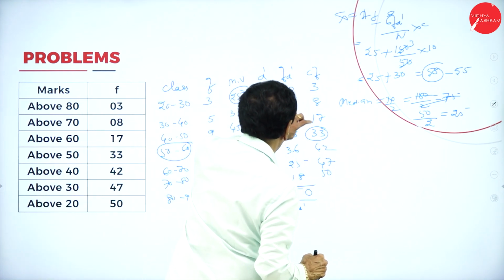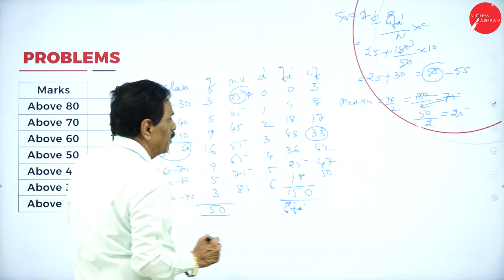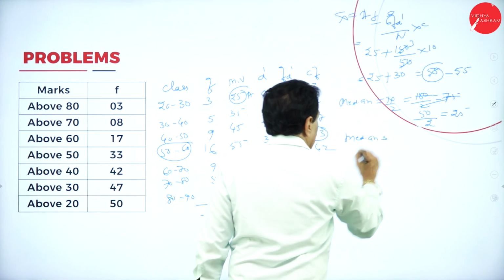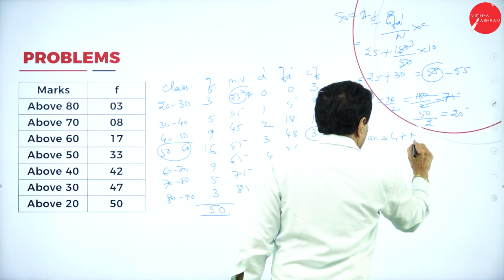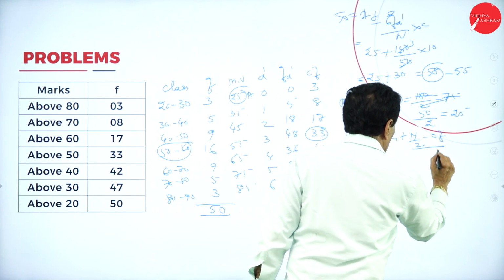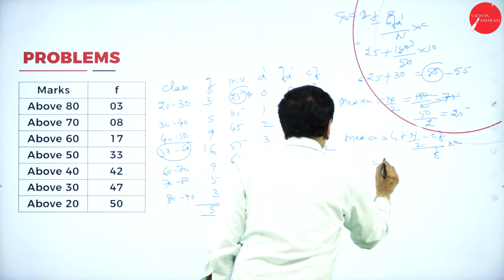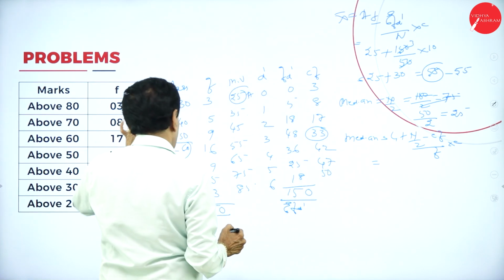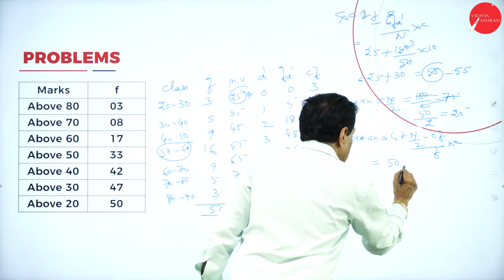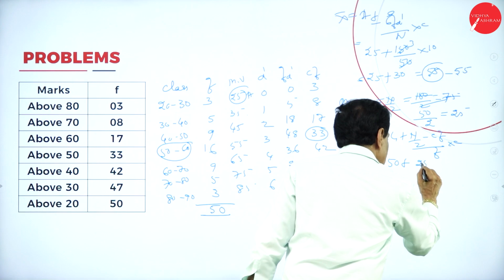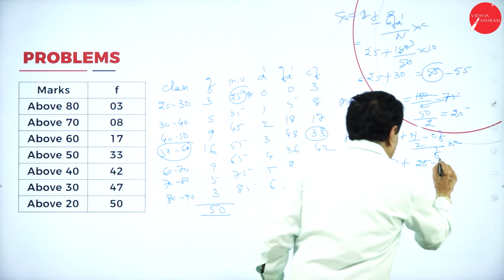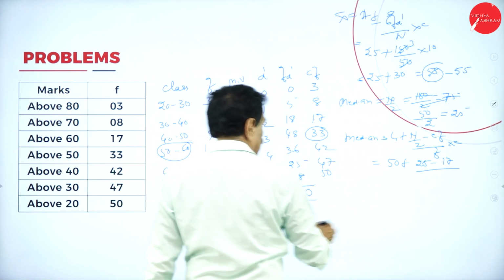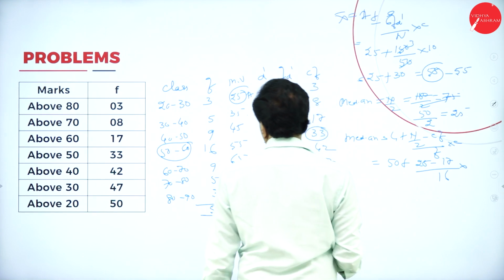Formula: median is equal to L1 plus N by 2 minus CF over F into C. Which range have you selected? Here, 50 to 60. L1 is 50. What's your N by 2? 25. The CF behind is 17. Divided by the frequency, which is 16, into class interval 10.